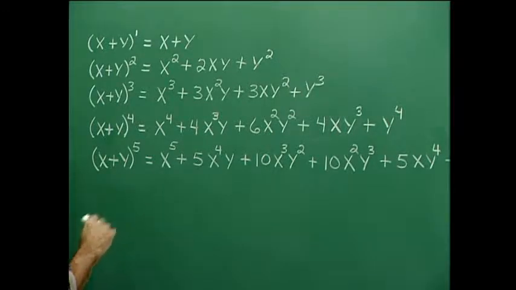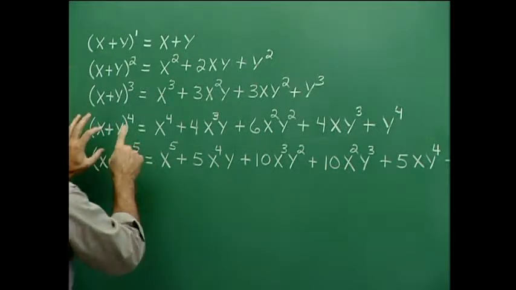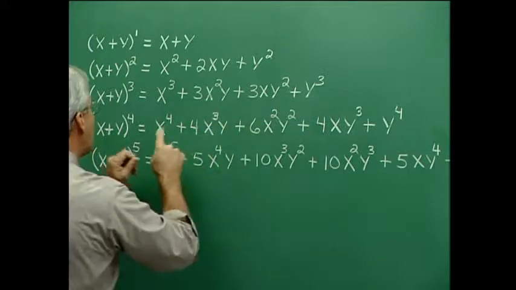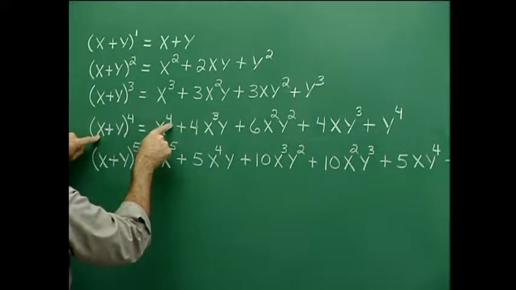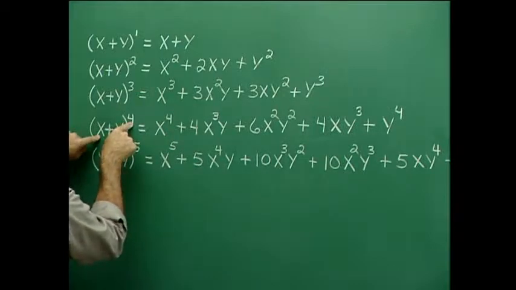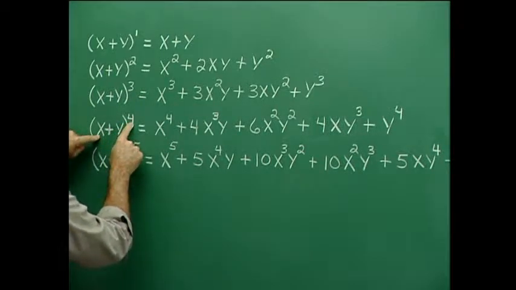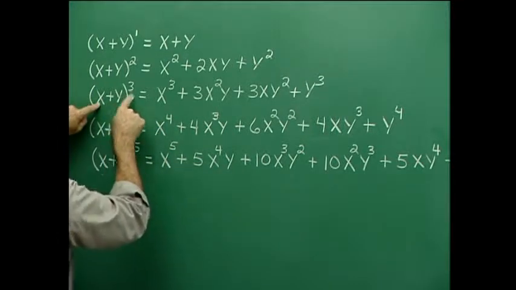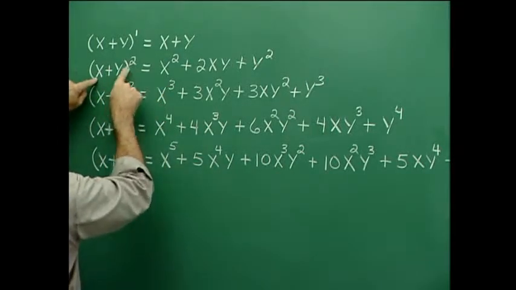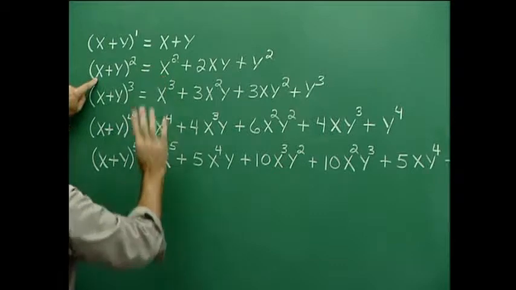All right, notice also that we start the expansion with the first term of the binomial raised to an exponent which is identical to the exponent on the binomial. So (x plus y) to the 4th starts with x to the 4th. (X plus y) cubed starts with x cubed. (X plus y) squared starts with x squared, and so on.